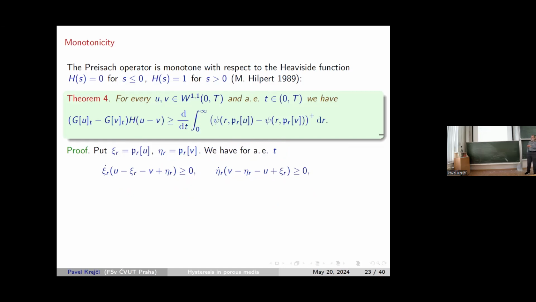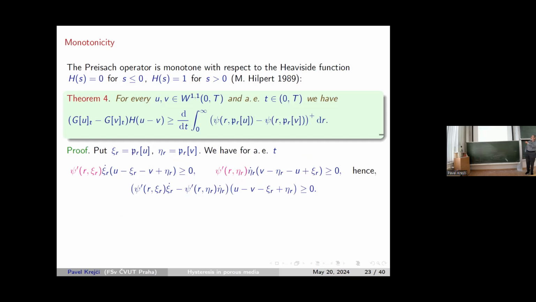And now we can multiply the equation by something positive, by ξ prime. ξ is an increasing function, so it is still true. And now we can take the sum of the two. And the sum of the two is this: ξ prime times ξ_r dot minus ξ prime of η_r dot minus what is in the parentheses.